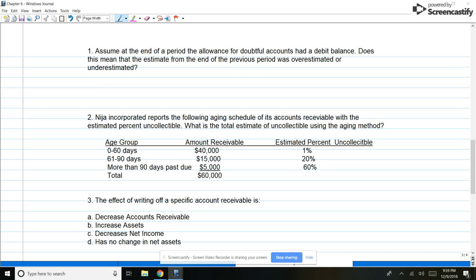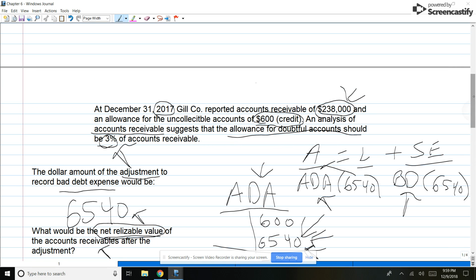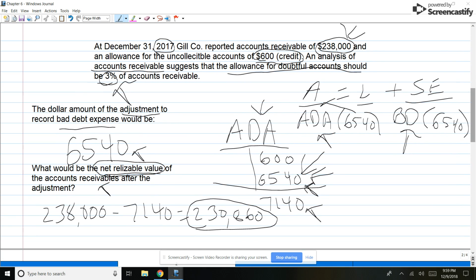All right, so number 1, assume at the end of a period, the allowance for doubtful accounts has a debit balance. Does this mean that the estimate from the end of the previous period was overestimated or underestimated? So let's kind of see what's going on here. So allowance for doubtful accounts. So we know at the beginning of every period, it's going to have a credit balance like we had up here, right?